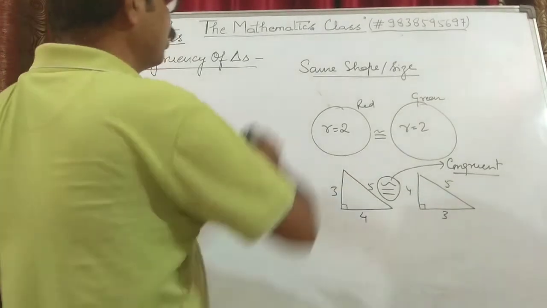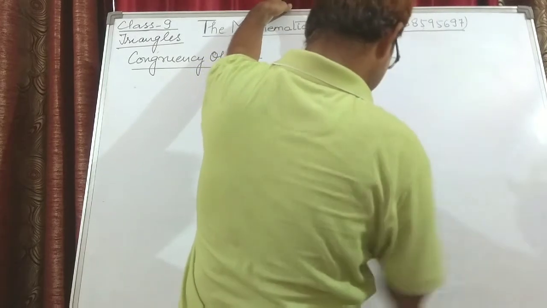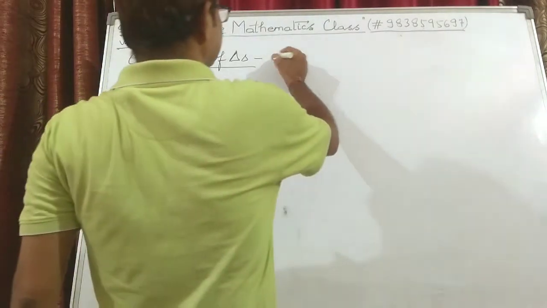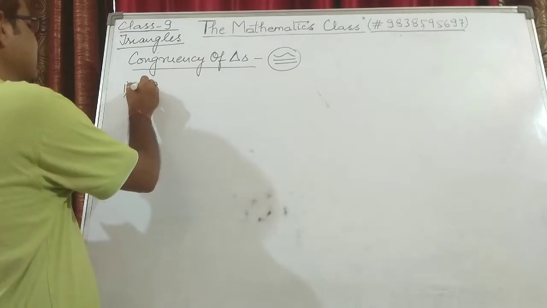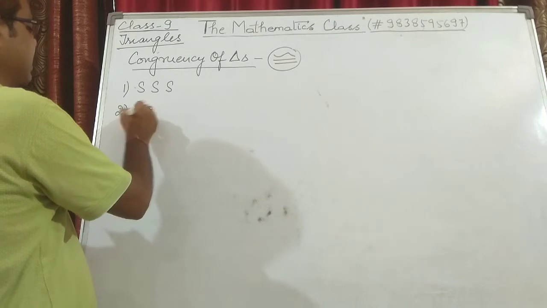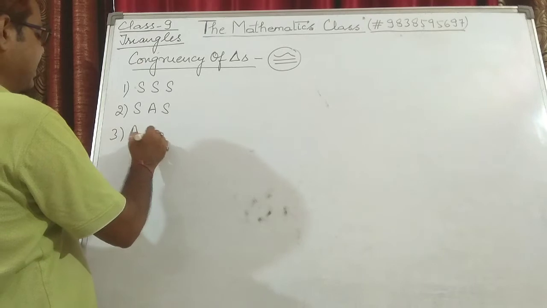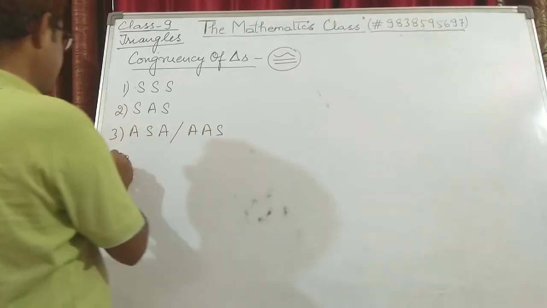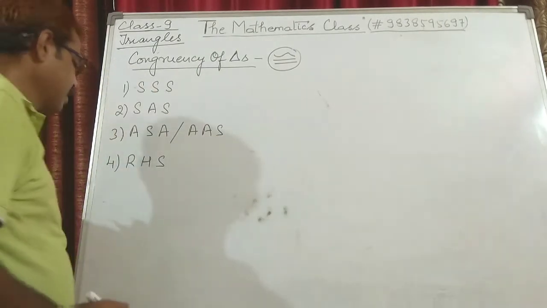Now there are a few laws that will prove that two given triangles are congruent. First of all, this is the sign for congruent. The first rule is SSS. The second rule is SAS. The third rule is ASA, also known as AAS, and the fourth rule is RHS.